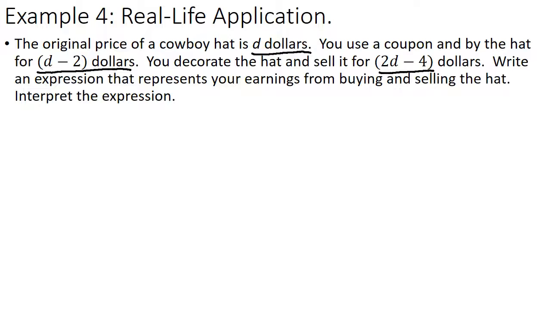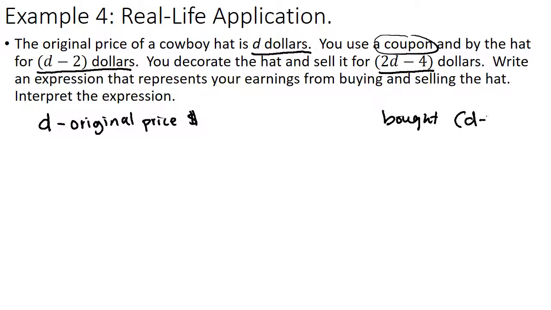So the first thing that we need to talk about is that D represents the original price in dollars. Okay? So we used a coupon to buy this hat. So we bought it for D minus 2. So we took the original price of the hat and we took away $2. So when we used our coupon, that's actually telling us our coupon says $2 off.